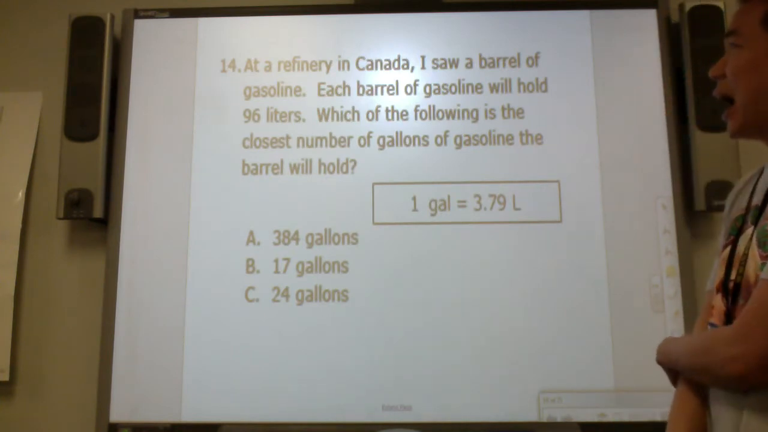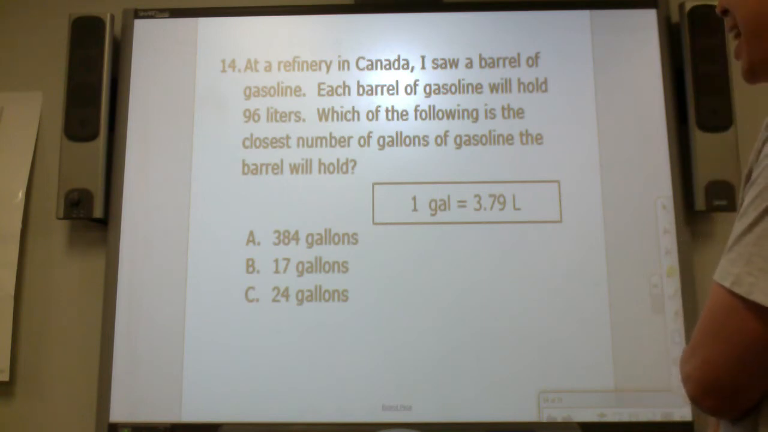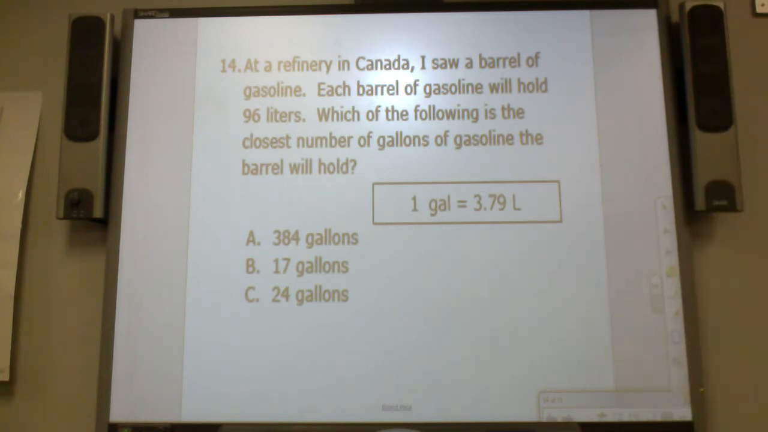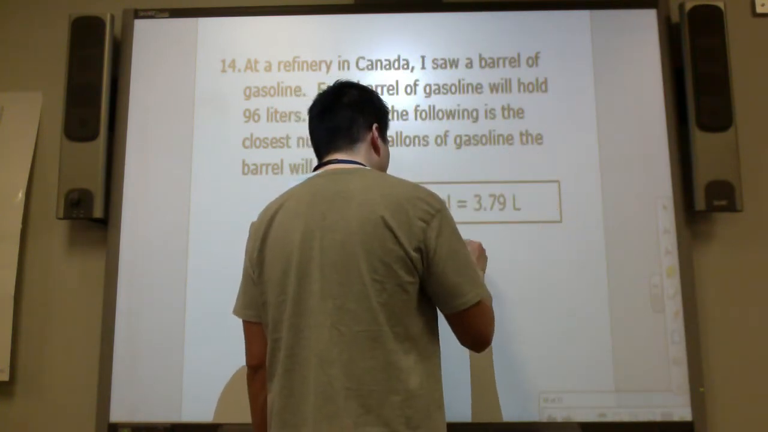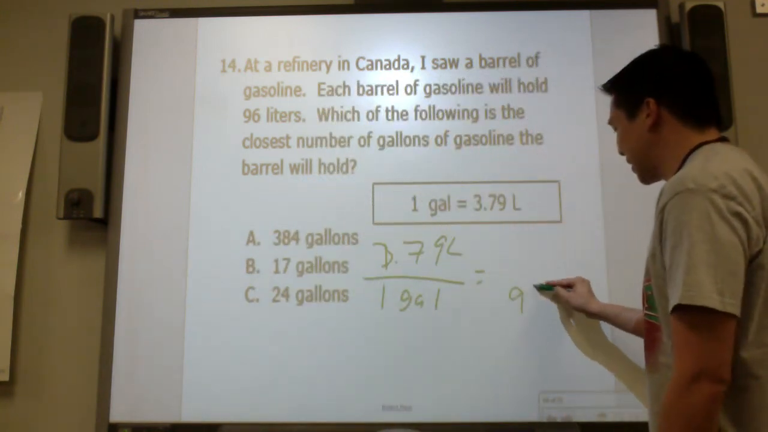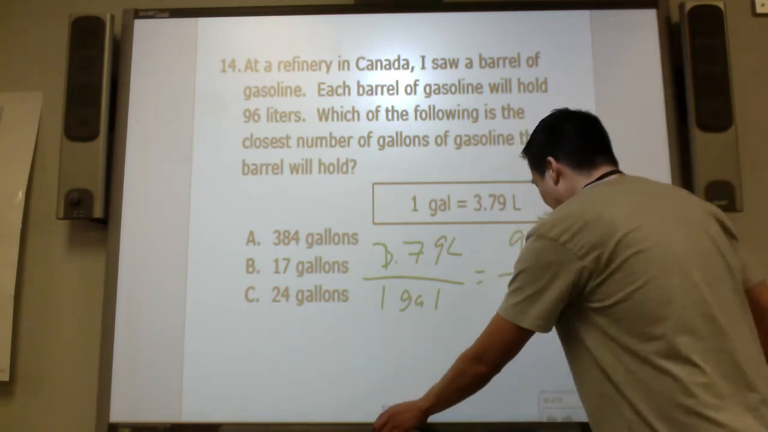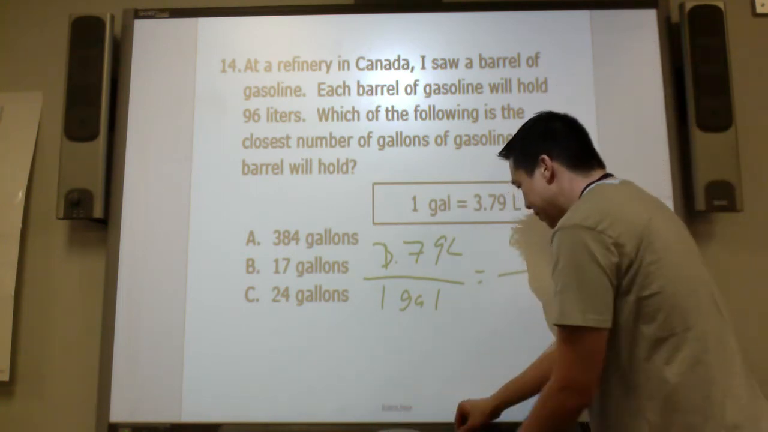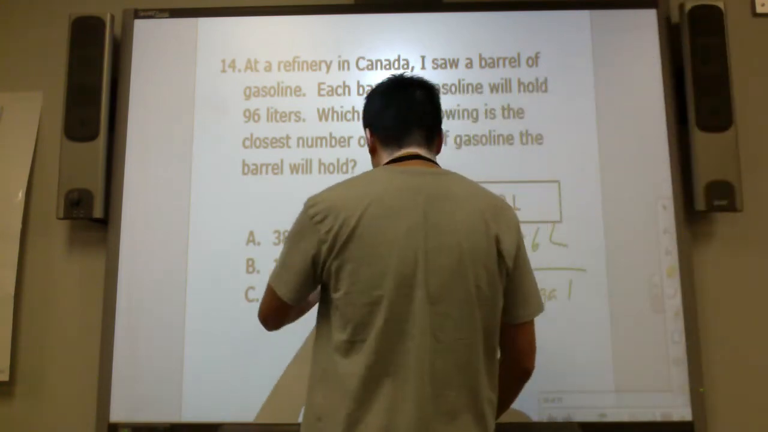Question 14. At a refinery in Canada, I saw a barrel of gasoline. Each barrel of gasoline will hold 96 liters. Which of the following is the closest number of gallons of gasoline the barrel will hold? So there are 3.79 liters per gallon, and you have 96 liters. It's asking how many gallons go into this. Let me make it a little neater.